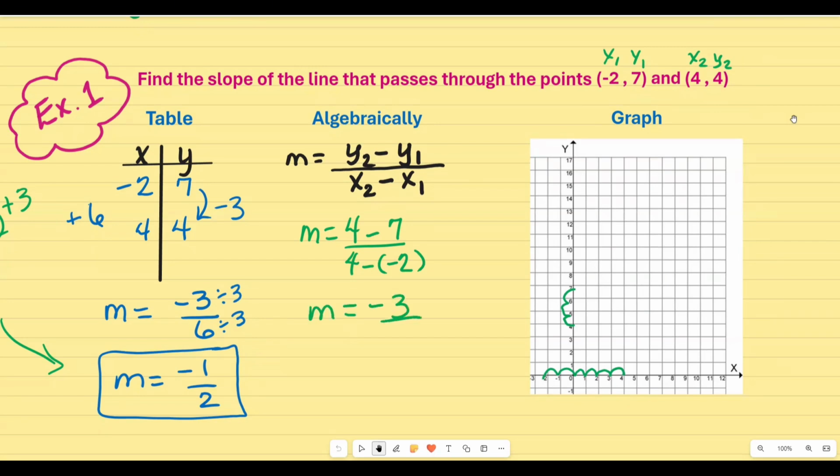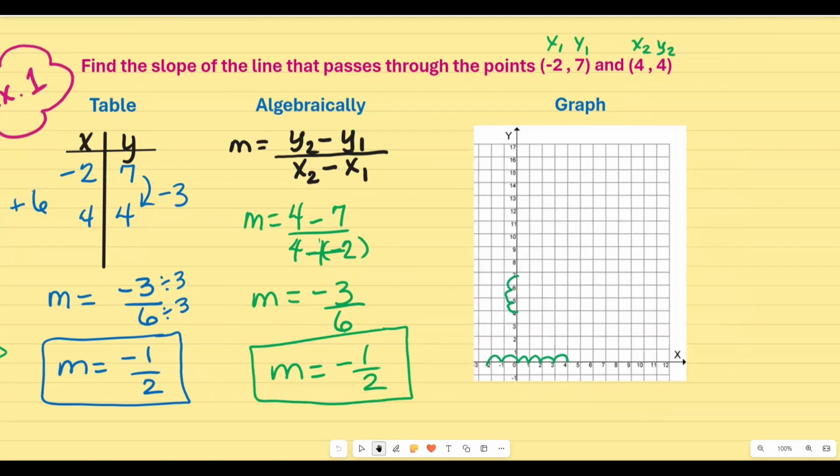And the denominator, a negative times a negative, turns into a positive. So that's going to be 4 plus 2, which is 6. And again, once I simplify this, that's going to be -1/2. We already know that's going to happen because we're just using a different method, but we're still using the same coordinates, so it should still give us the same answer.